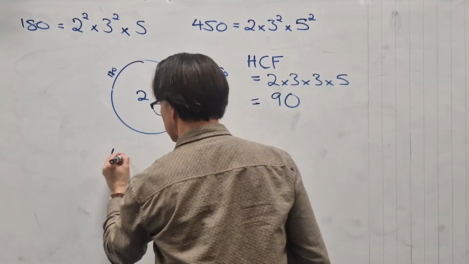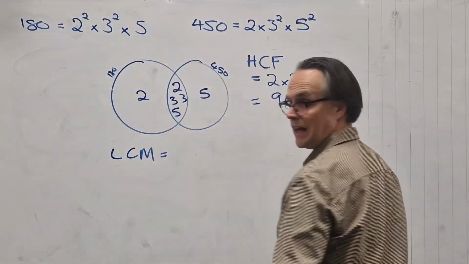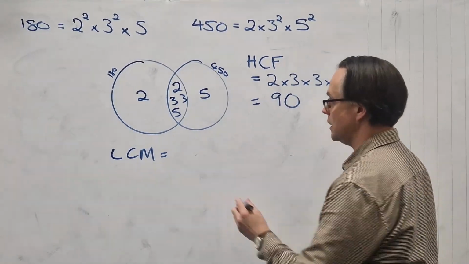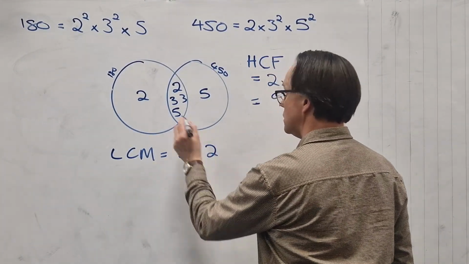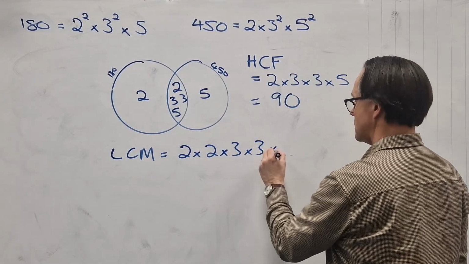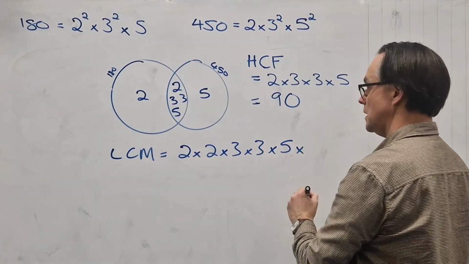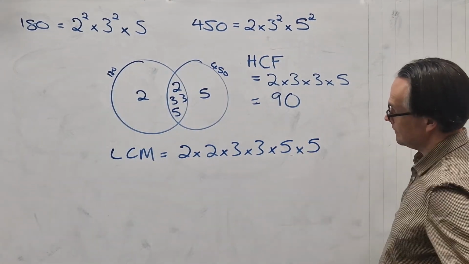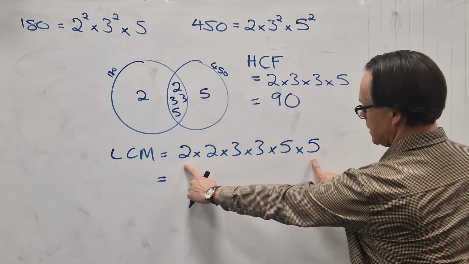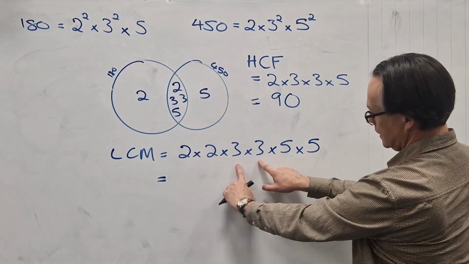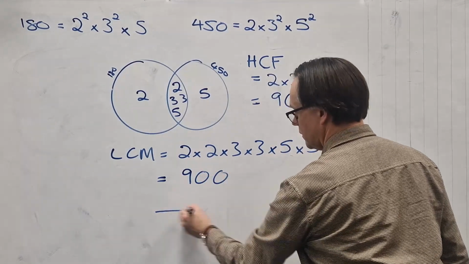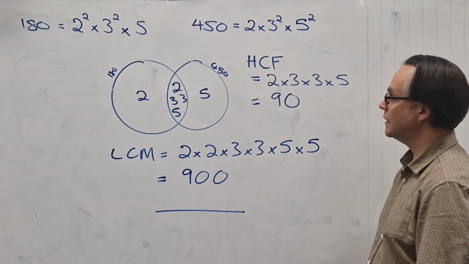Lowest common multiple. For that, you just multiply all the numbers that you can see in the Venn diagram. So that is 2 times 2 times 3 times 3 times 5 times 5. Again, I'm going to make this easy for myself and say, 2 times 5 to make 10, 2 times 5 to make 10, that's 9, so it's 9 times 10 times 10. So the lowest common multiple is 900.